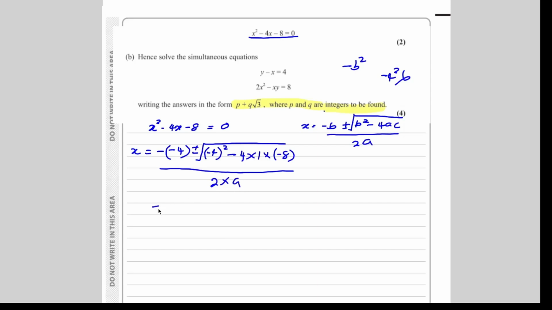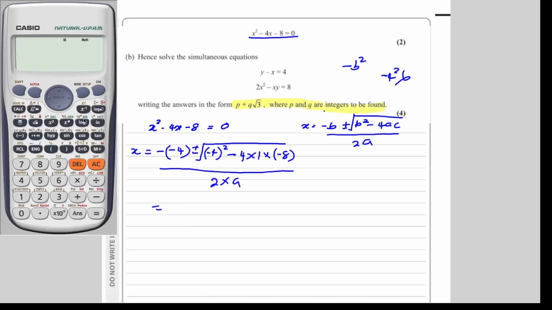Now use your calculator. Once you use your calculator, let's see what we are getting. So instead of using this one, I'm using mode 3. It is easy. Let's use it and see. 1 equals, minus 4 equals, minus 8 equals.